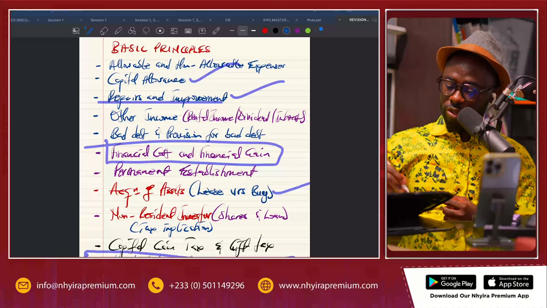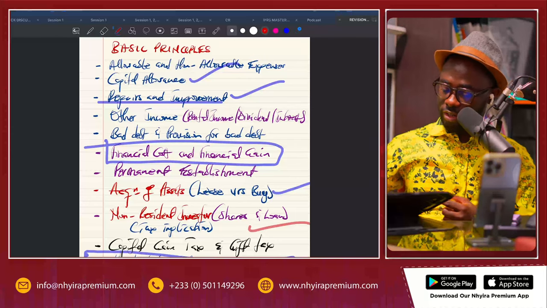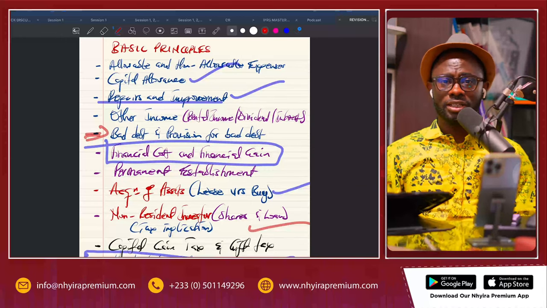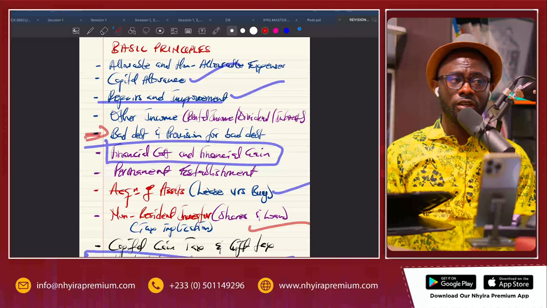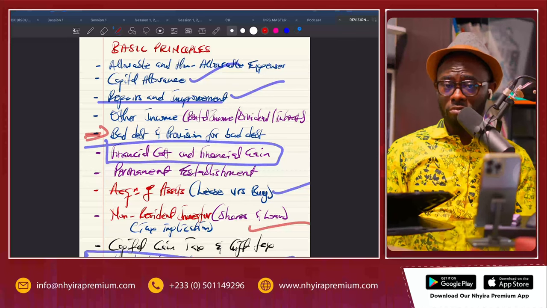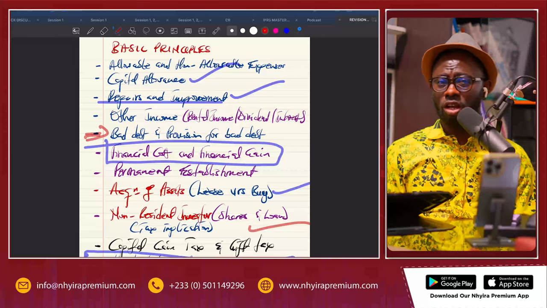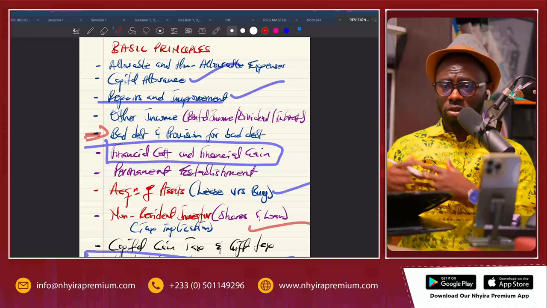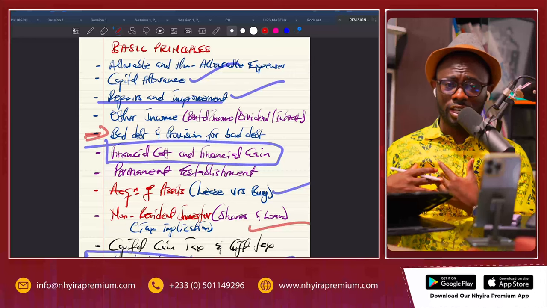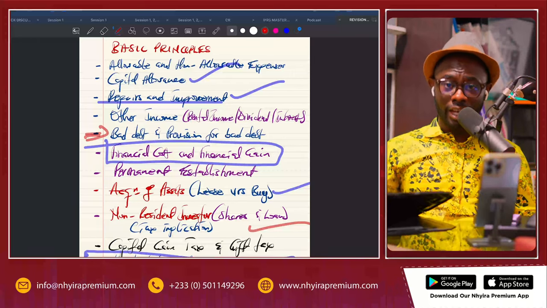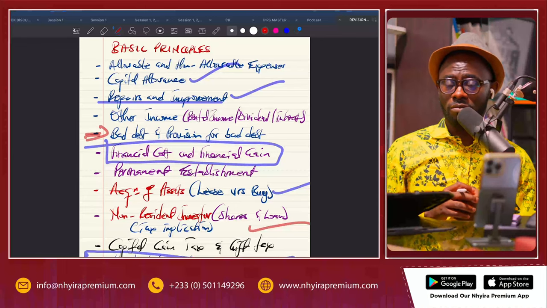Okay, I've spoken about share and loans already. Now bad debt. Bad debt is allowable for tax purposes if the GRA is informed about the existence of the debt, and also the entity has made all efforts to receive or collect the debt, but the efforts have proven unsuccessful. Then the debt will be allowable for tax purposes.